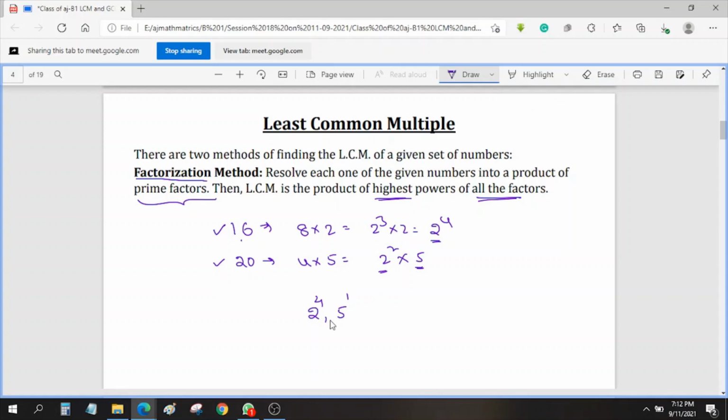Now we just need to multiply this. If you multiply, 2 power 4 is 16, and 16 into 5 is 80. Okay, this is one way of doing it. So 80 is the LCM of 16 and 20.